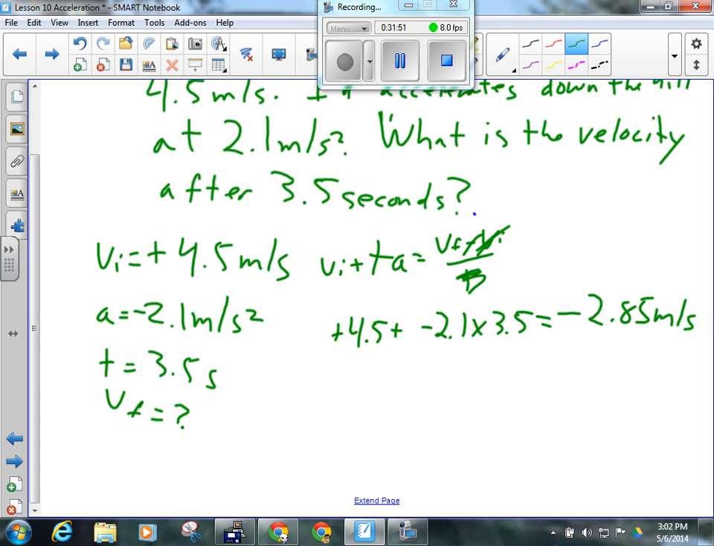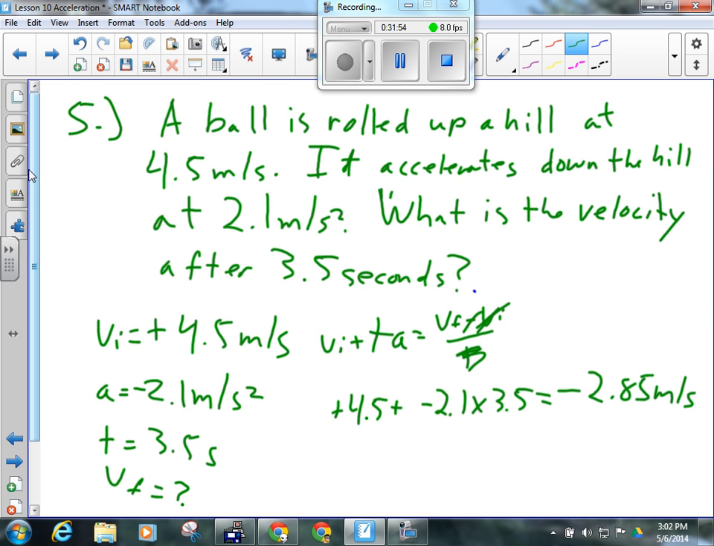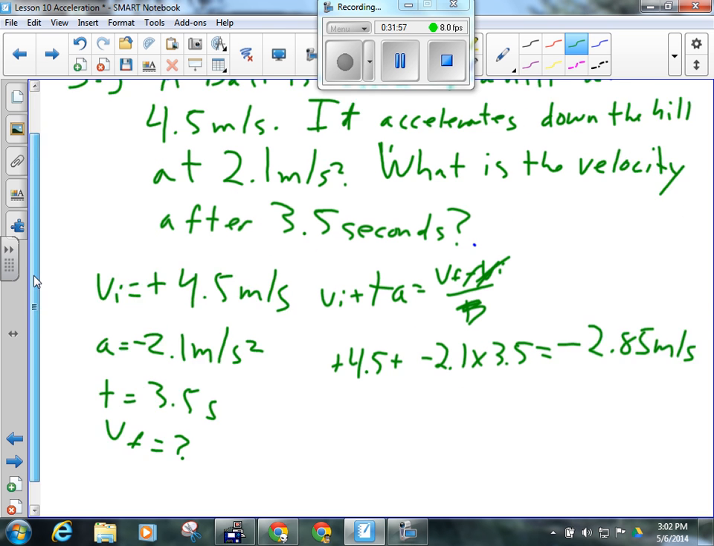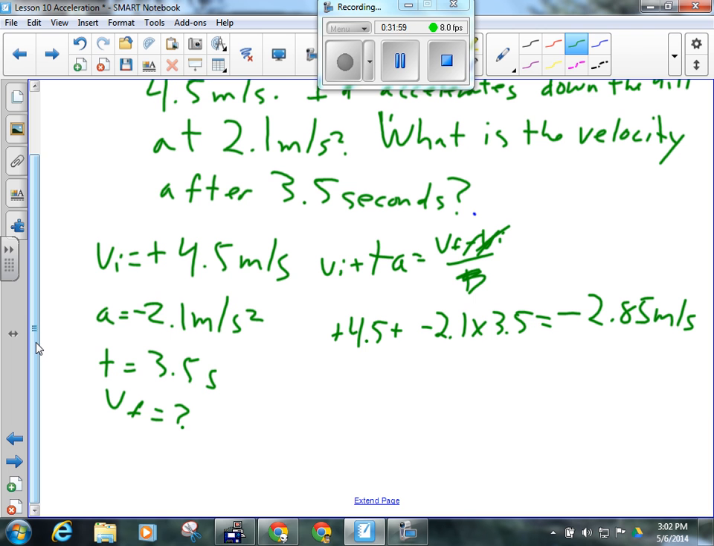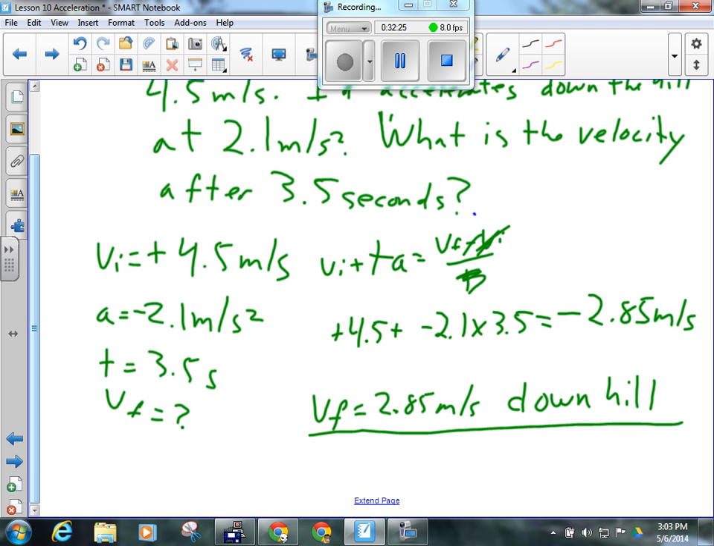Now, in a question like this, you were not given positive and negative as vectors in the question. So when you make your final answer, should you leave it as negative or should you use the directions given in the question? The answer is use the ones in the question. I'm not going to leave this as negative 2.85. I'm going to say that the final velocity is 2.85 meters per second downhill. Make sure always in your answer your vectors match what you were given in the question.